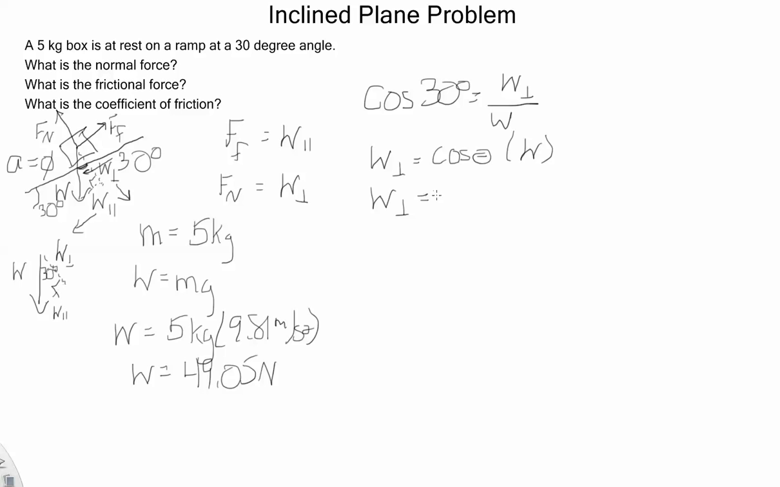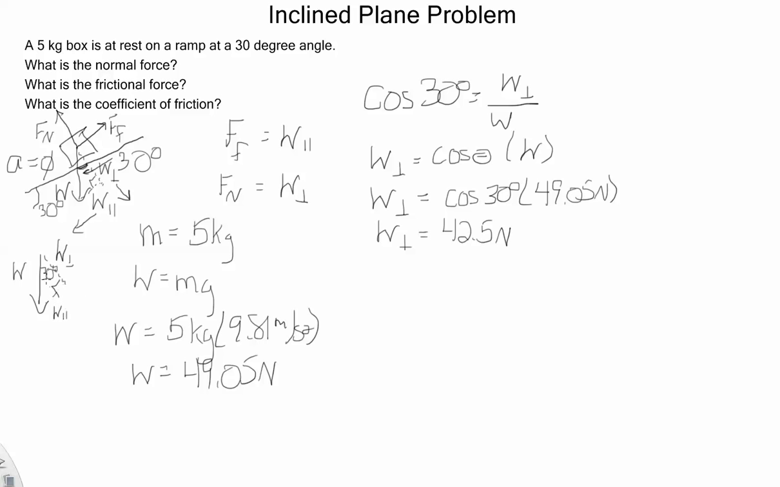So let me go and just plug this all in here. So cosine of theta is cosine of 30 degrees times the weight, which is my 49.05 newtons. And so for my weight perpendicular, I get 42.5 newtons. Okay? So, now we're going to do the same thing for the weight parallel.